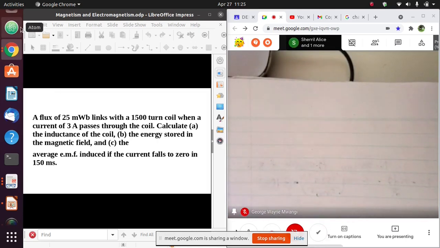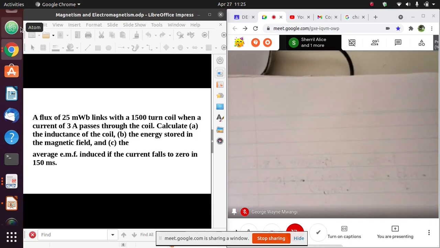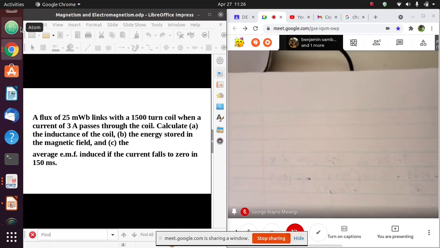We are given three questions. You're told that a flux of 25 milliweber links with a 15-turn coil when a current of 3 ampere passes through the coil. Calculate the inductance of that coil, calculate the energy stored in that magnetic field, and calculate the average EMF induced if the current falls to 0 in 50 milliseconds. I'll give you a minute to write that question, then we'll do it together.